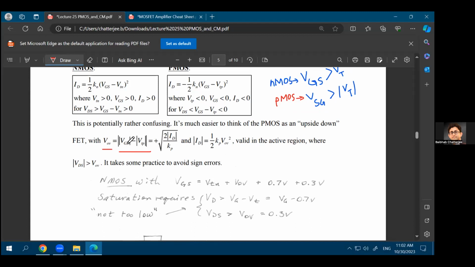So for NMOS, your equation was that V overdrive was VGS minus VT. Here, if you just represent it with the absolute values, it will stay in the same equation, but your life will be much easier.